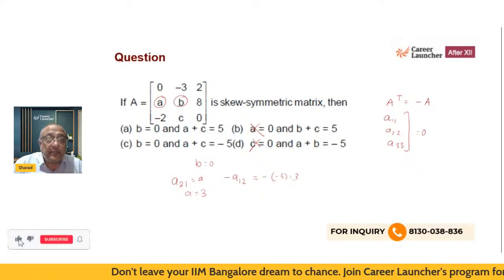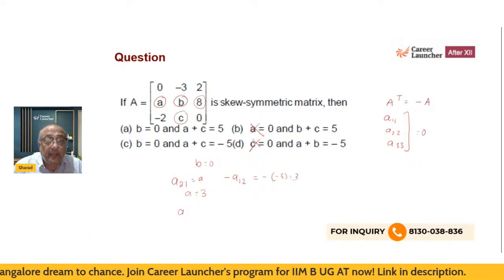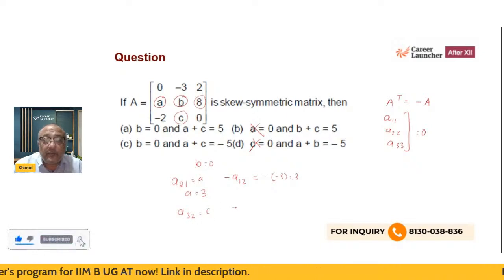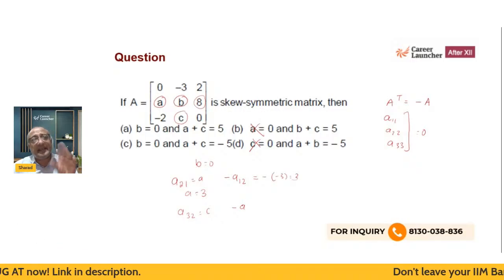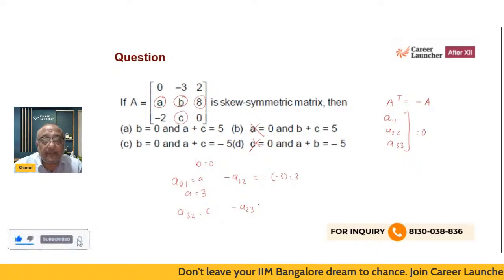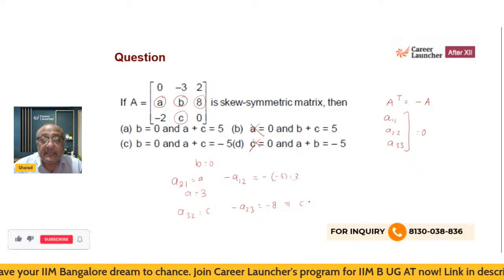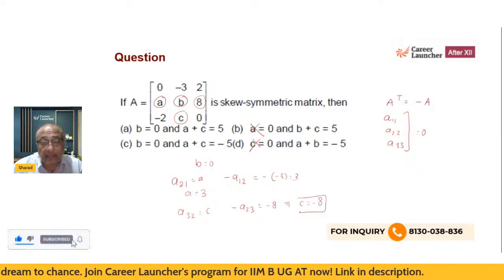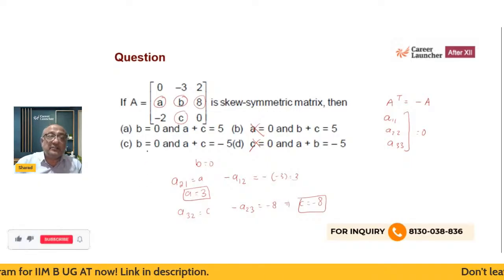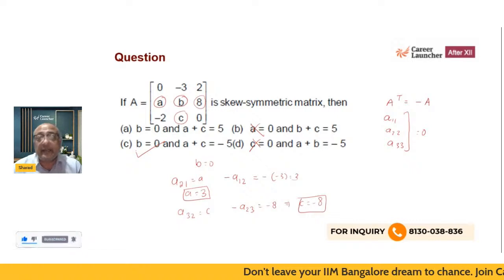Similarly, let us see C. And this is 8. So what do we have here? Third row, second column is equal to C. It will be equal to minus, because transposing and multiplying by minus 1, the second row, third column element, which is 8, gives minus 8. So what is the value of C which we have got? C is equal to minus 8. It is so simple. A is equal to 3. So which is the answer? B is equal to 0, that is true. A plus C is equal to minus 5.